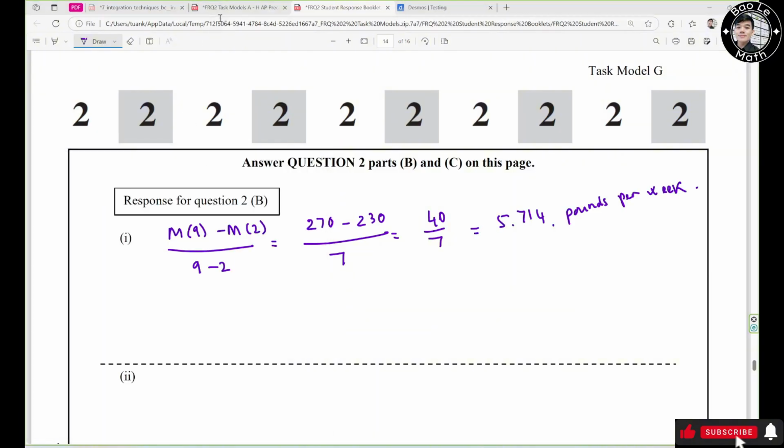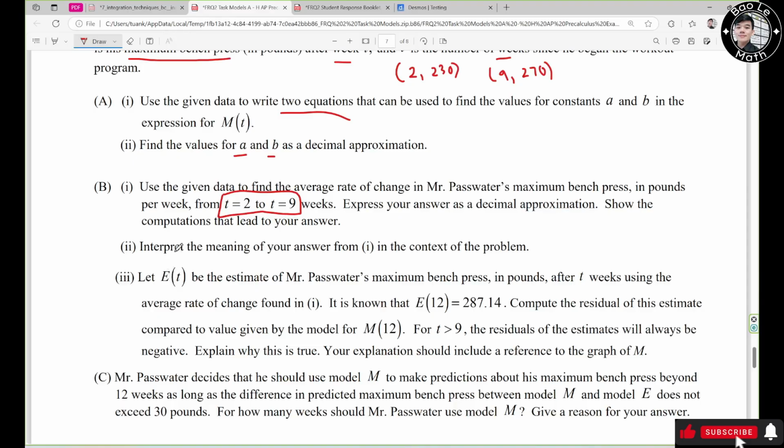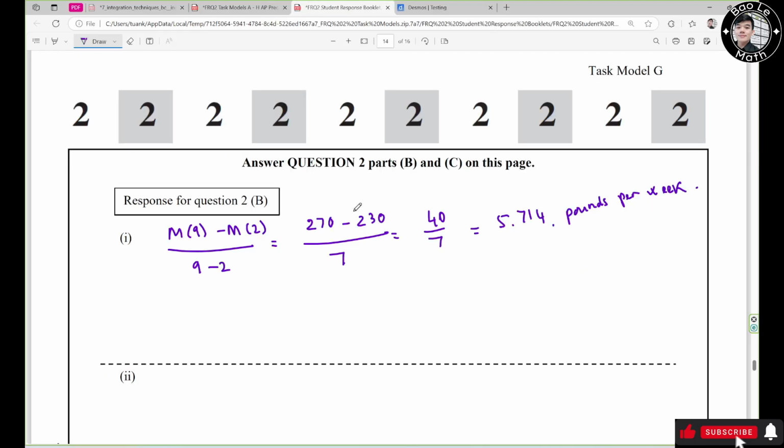Now let's move on to B2. Interpret the meaning of your answer from part 1 in the context of the problem. Alright, so part 1 right here. So you need to say, Mr. Passwater's maximum bench press is increasing on average by 5.714 pounds per week from week 2 to week 9, right?